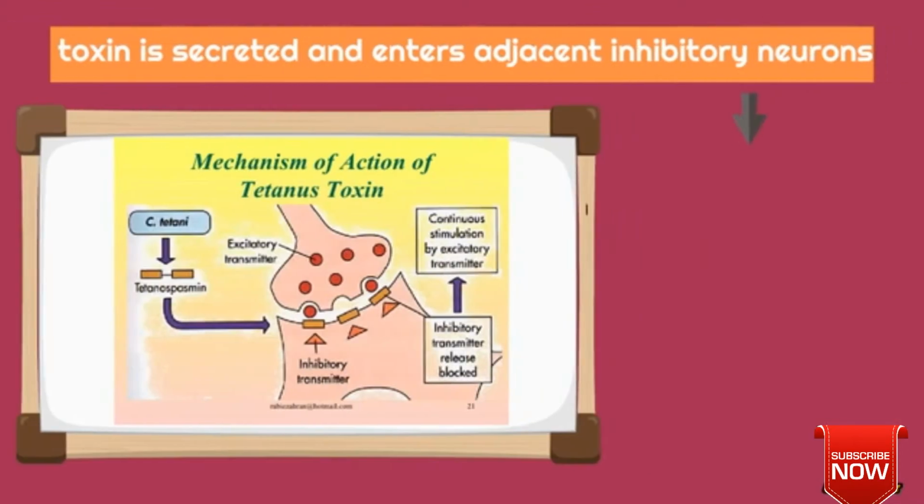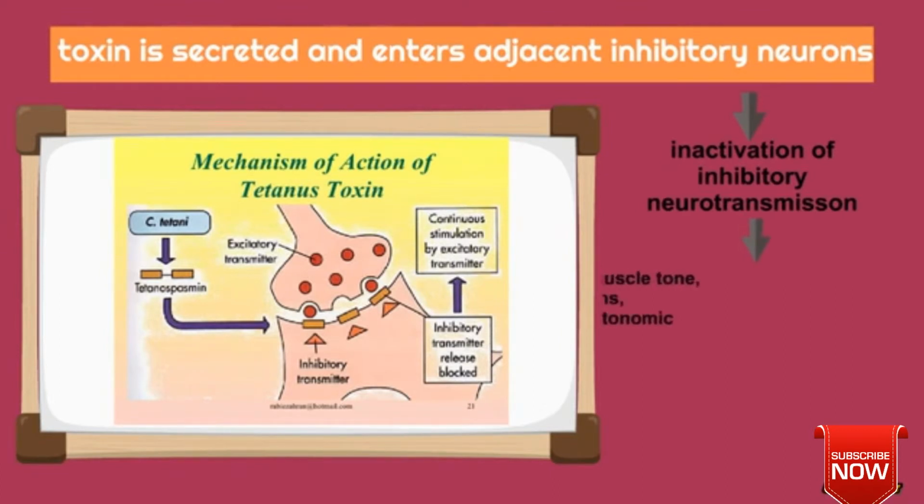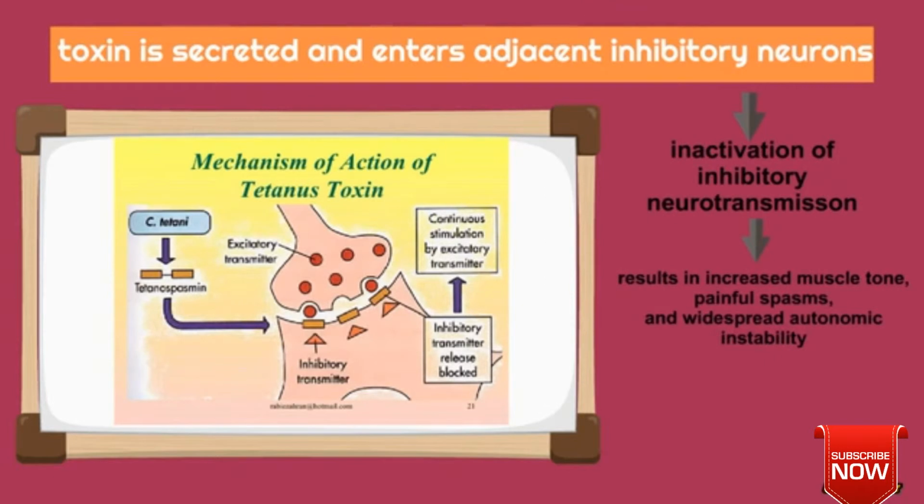The net effect is inactivation of inhibitory neurotransmission that normally modulates anterior horn cells and muscle contraction. This loss of inhibition of anterior horn cells and autonomic neurons results in increased muscle tone, painful spasms, and widespread autonomic instability.